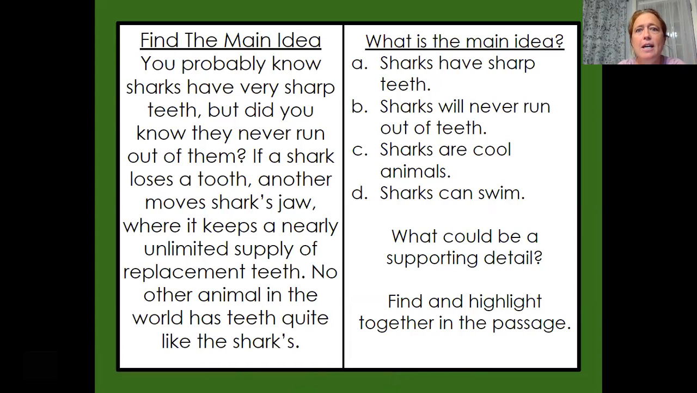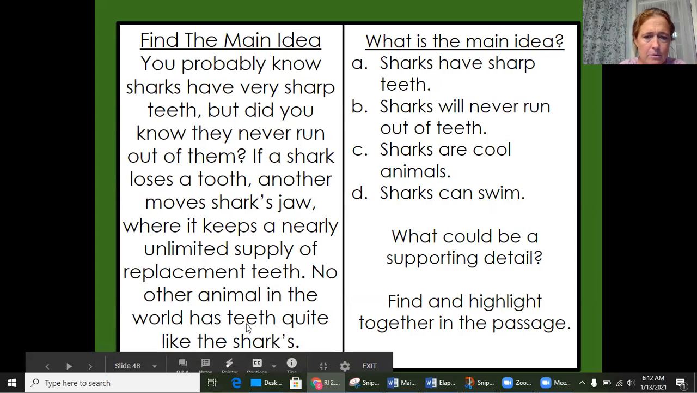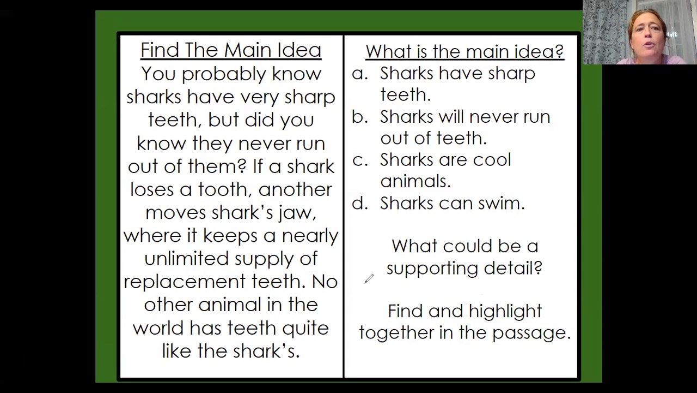All right, so our passage today is here, and we are going to read it and again find the main idea. You probably know sharks have very sharp teeth, but did you know they never run out of them? If a shark loses a tooth, another moves into the shark's jaw, where it keeps a nearly unlimited supply of replacement teeth. No other animal in the world has teeth quite like the sharks.